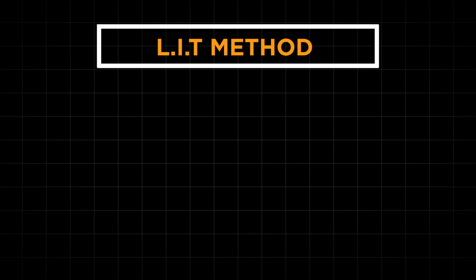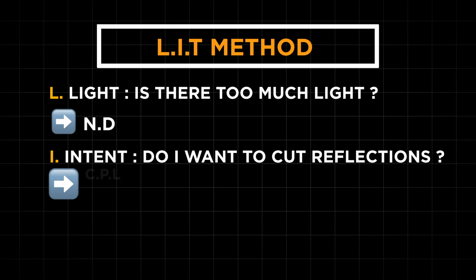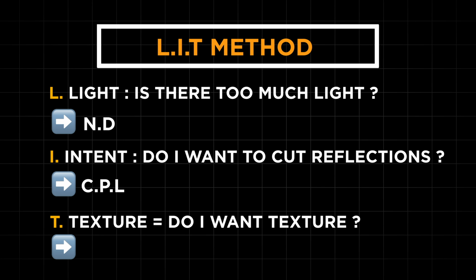So you may be asking, how do I choose? There's so many filters. Well, I suggest to you the LIT method. Just remember LIT. L for light, is there too much? If yes, you grab an ND filter. I for intent, do I want to see through reflections or not? If yes, grab a CPL. And then T for texture, do I want it dreamy or sharp? If you want it dreamy, you grab that mist filter and that's it. And UV filters, again, only in violent conditions.